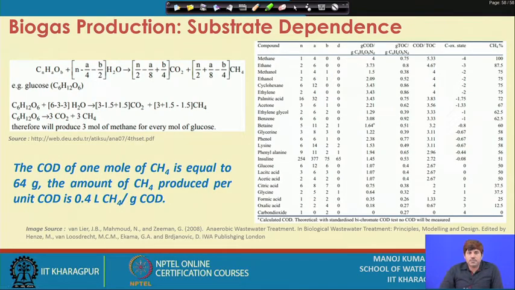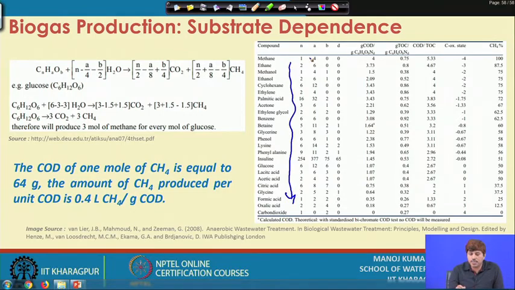Now, as we have been discussing, it depends on the substrate eventually. If you see the various substrates like methane, ethane, methanol, a variety of substrates, their composition is of the form CnHaObNd. So methane will have 1 C and 4 H, CH4, with no oxygen and no nitrogen. That way we can get this formula.